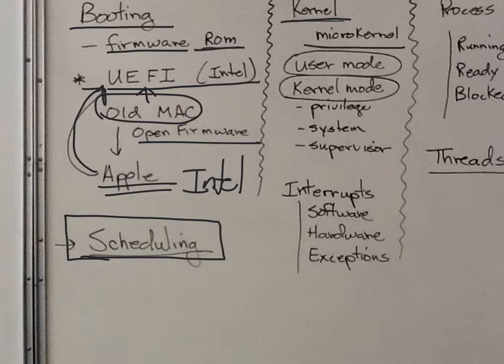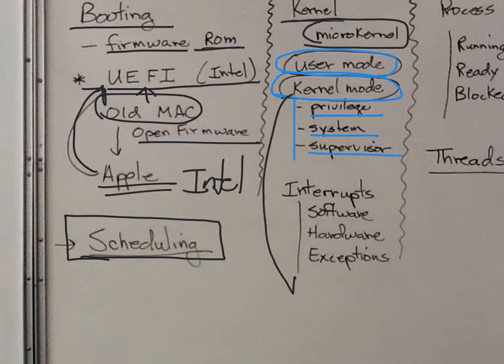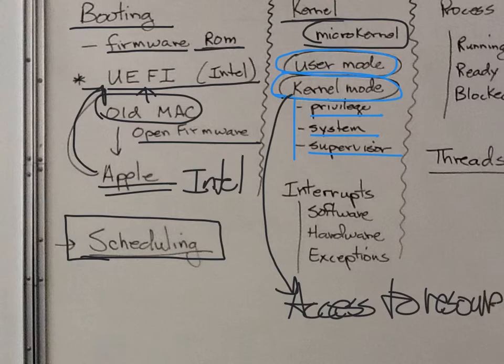So we talked about the kernel and the microkernel. We reviewed those. We talked about whether you're in user mode or kernel mode. Kernel mode, sometimes called privileged or supervisor mode, gives you access to the hardware. Actually, I would say access to resources.